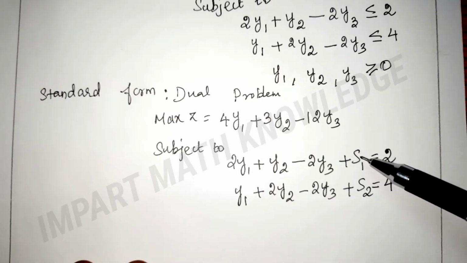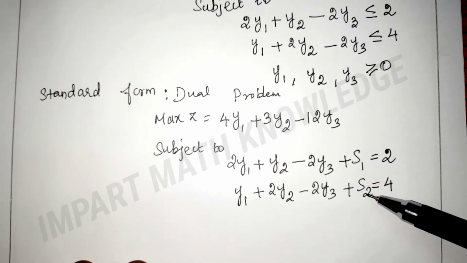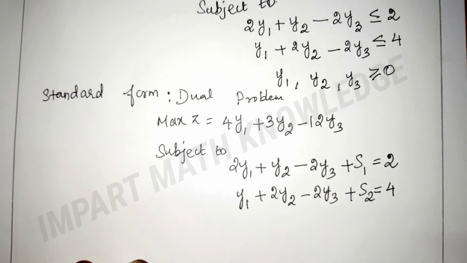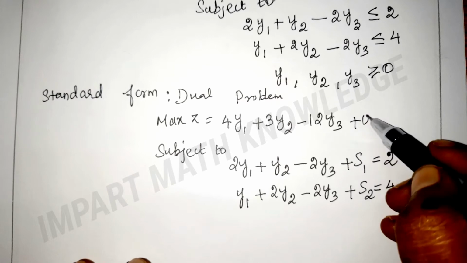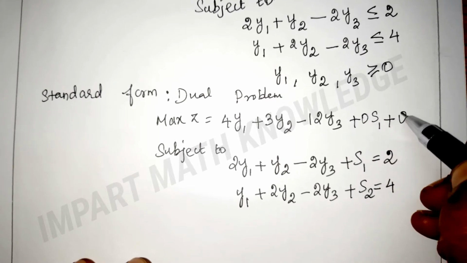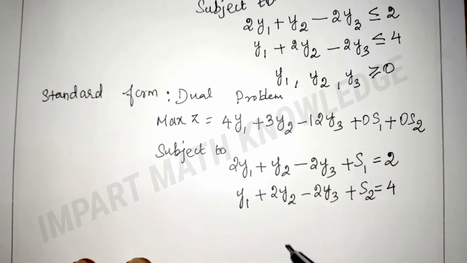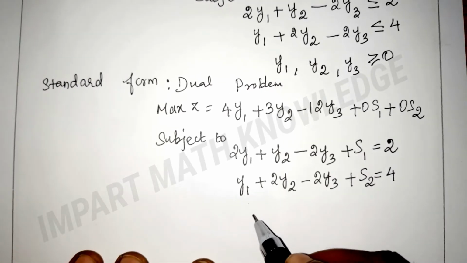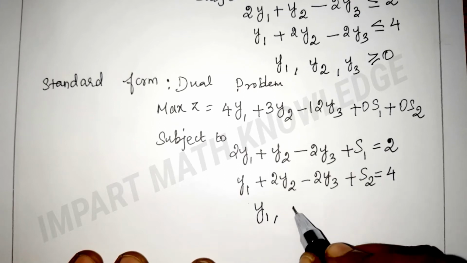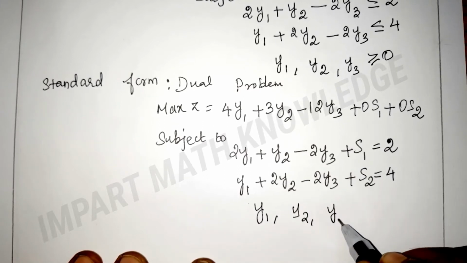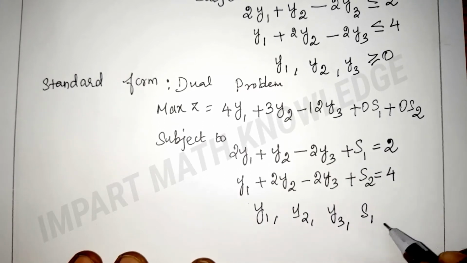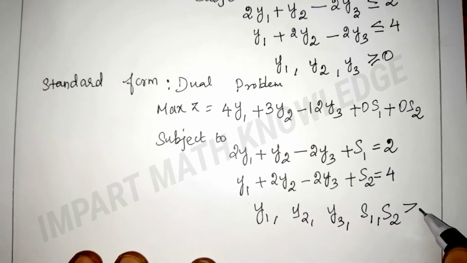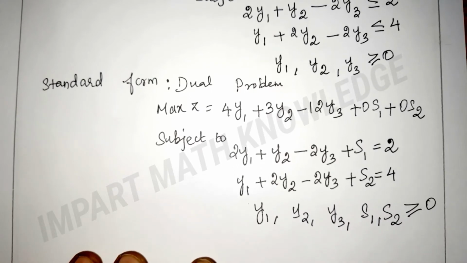Here we are introducing two variables s1 and s2. The cost for those variables in the objective function is 0, that is 0 s1 plus 0 s2. Finally, we have to write the non-negativity conditions. That is y1, y2, y3, s1, s2 greater than or equal to 0.